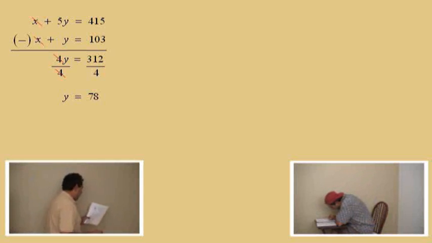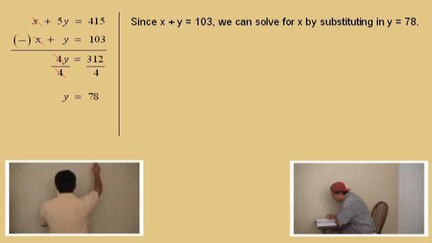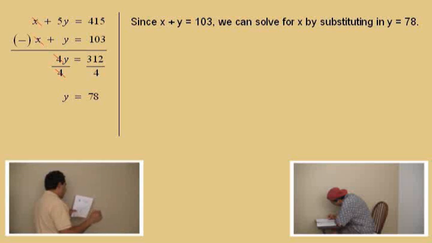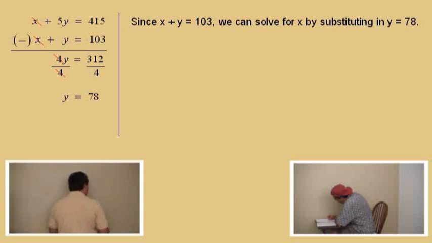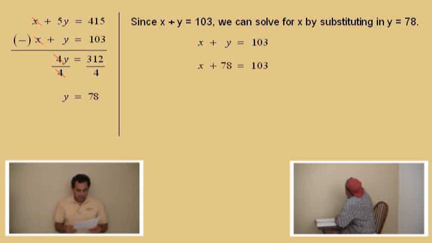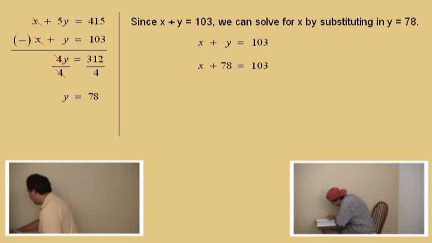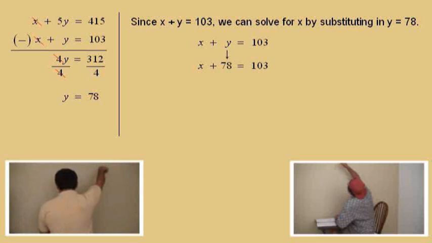Now, let's go back. Remember, x plus y was 103, because there were some 1s and some 5s, and the total number of bills was 103, which means x plus y had to equal 103, okay? And since that's true, we can now solve for x by substituting in y equals 78, our result. This is a little bit easier than trying to eliminate the y values. So we substitute in our y value of 78: x plus y is 103, so we plug in the 78 for y.